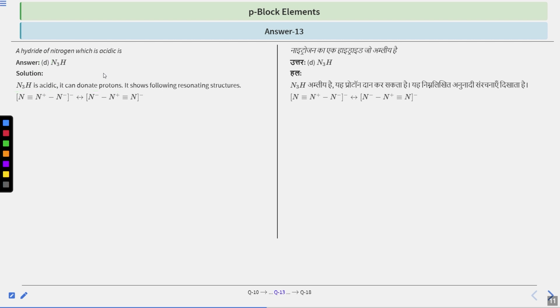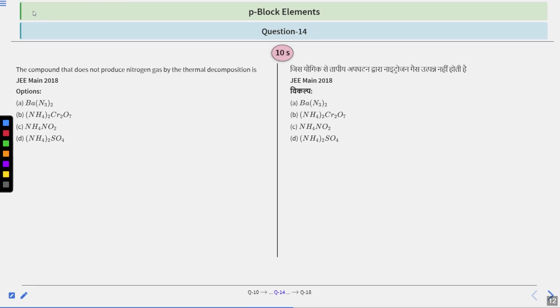Okay, let's move to the next question. Question number 14. The compound that does not produce nitrogen gas by thermal decomposition is. So from the given options, we have to tell which compound does not produce nitrogen gas by thermal decomposition. If we do the thermal decomposition of these, the one which will not produce nitrogen gas will be our answer.